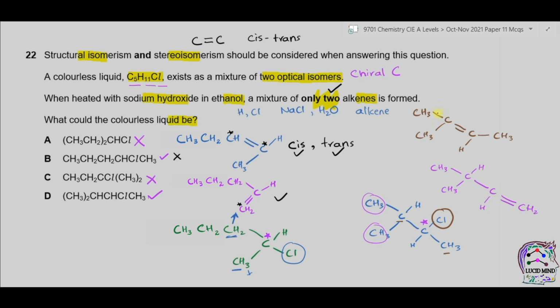Now in both structures we can see that double bonded carbon atom is attached to similar groups. So only one product is formed. And in this situation again we can see that double bonded carbon is attached to two similar atoms. So one product is formed. In total we have two different alkenes that are formed. Correct option is therefore D.